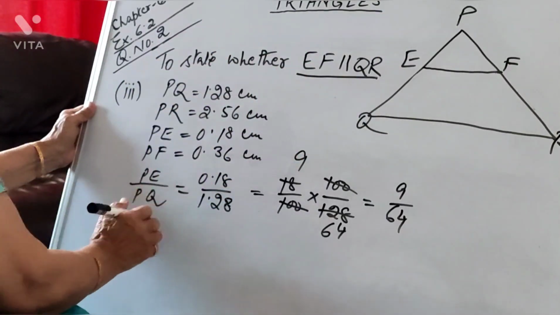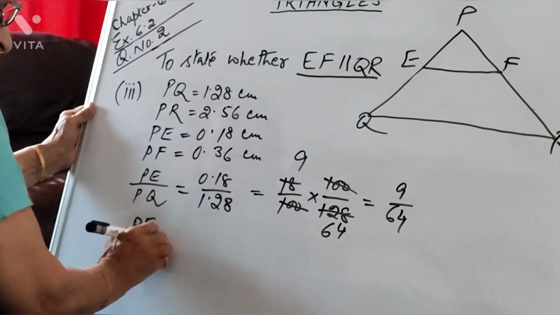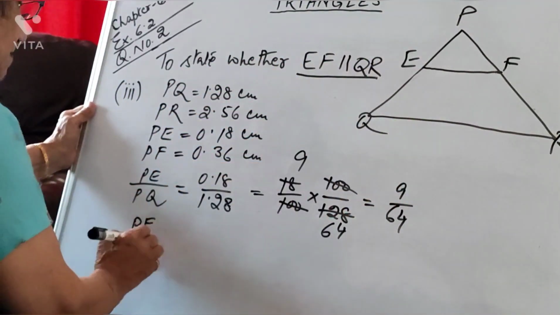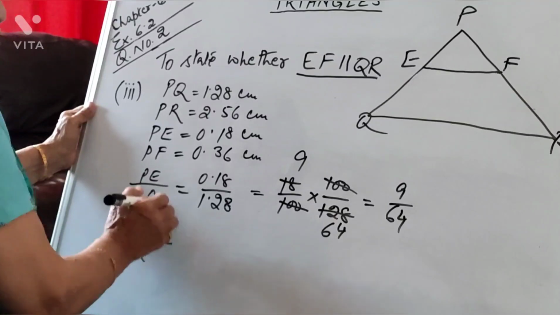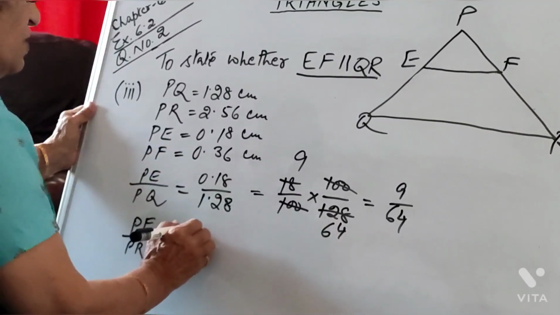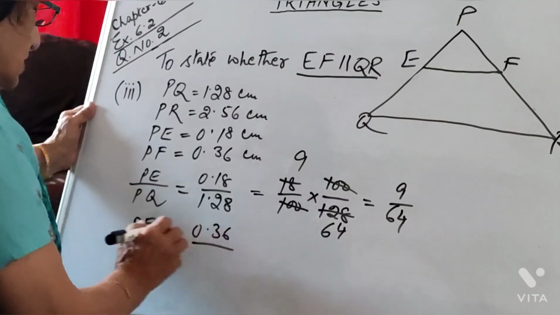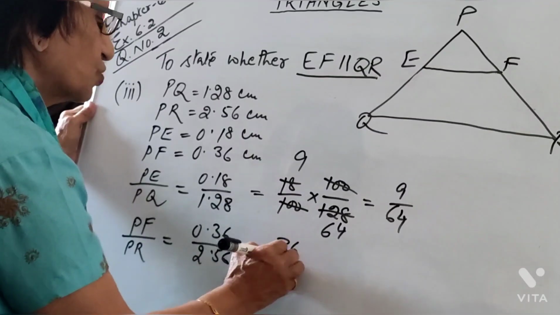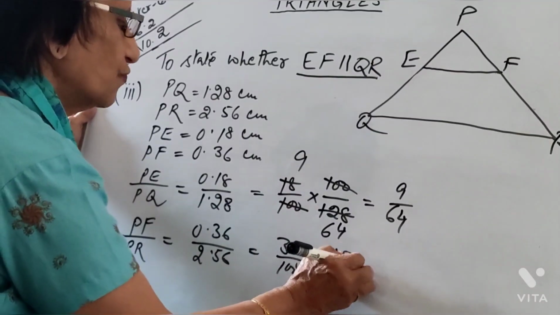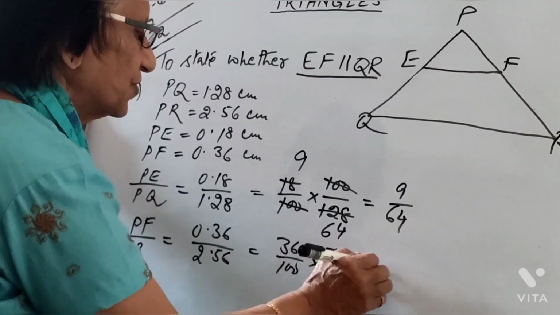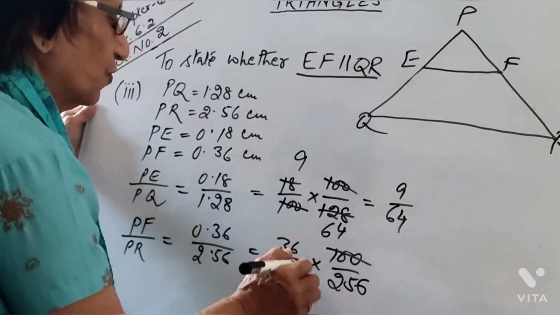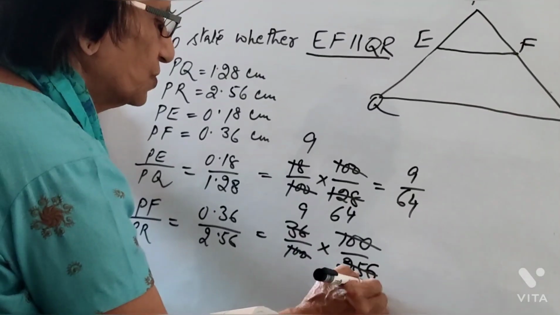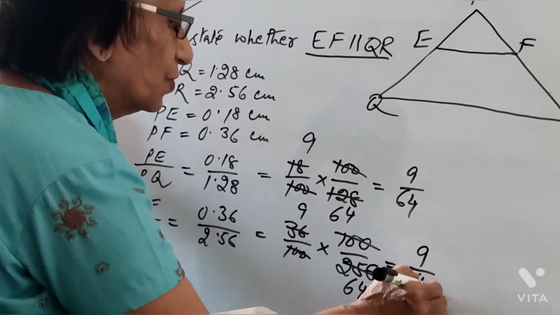Now I see similarly PF over PQ. इधर पूरी लाइन ली थी तो पूरी ले लो. PF over PR is equal to, substitute the values. PF, how much is PF? 0.36 over PR, how much it is? 2.56. So it will come equal to 36 over 100 into 100 over 256. On removing the decimals, 100 cancels. So on cancelling by 4, 9s are 4 6 4, this is equal to 9 over 64.